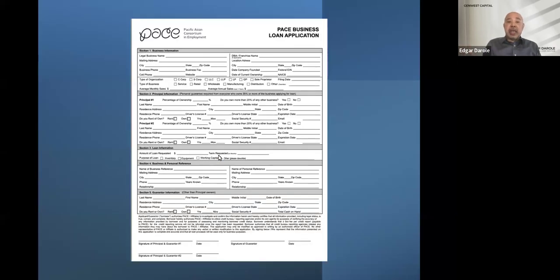Let's take an example of an actual business loan application. Since PACE is our host, let's use their business loan application. I'm not sure if this is the most current one, but this is the one I have on file. So as you can see, Section 1 asks for business information. They'll be asking for your legal business name, your mailing address, and business phone information. Typically, if you don't have a fax, that's okay. Don't leave it blank, just put NA or none.